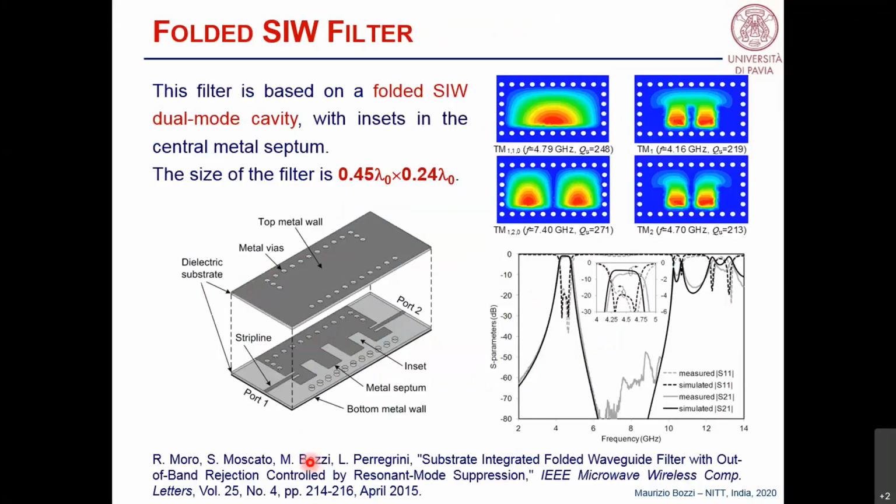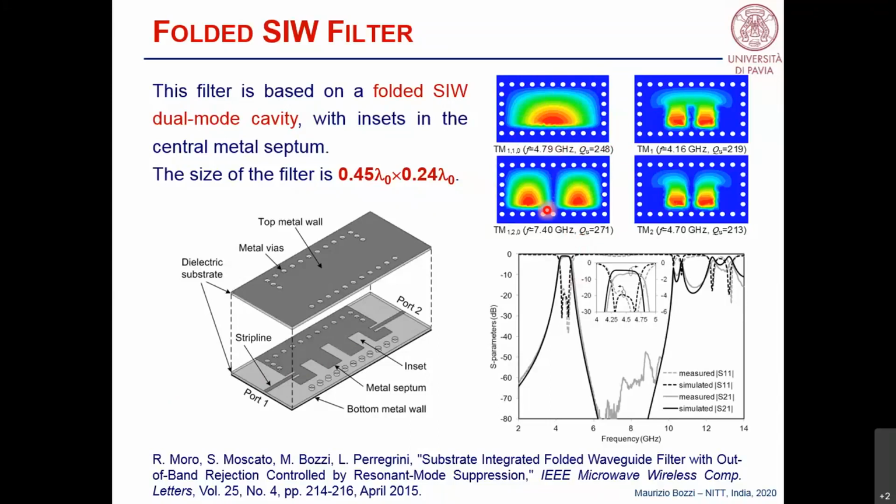Actually, we can do more. For instance, we can do like in this case where we have a folded cavity. You see the lower part here, the top part here. And we define some insets in the central metal septum, and we use these insets to control the resonant modes of the cavity. If you look at the color plot here, you see that in the absence of any insets, we have the fundamental mode of the folded cavity and the second mode of the folded cavity that looks like this.